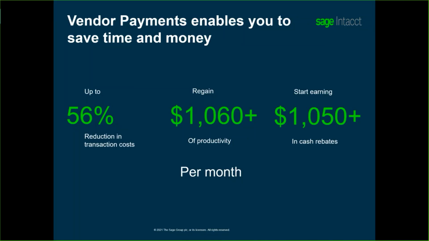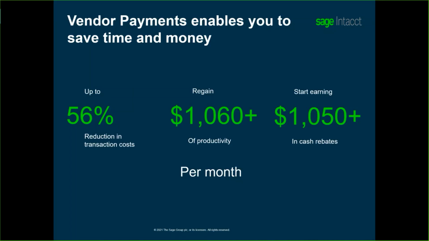And on average, we have seen our customers save 33 hours per month in these processing tasks, which enables your AP department to regain over $1,000 a month of productivity.